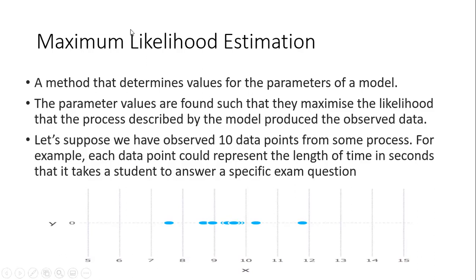So we find out the parameter values such that they maximize the likelihood of us observing the data. Okay, I'm given this training data. I'm given this algorithm. What are the parameters of this algorithm which will maximize the chance of me getting this data?